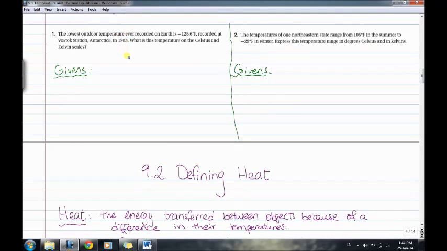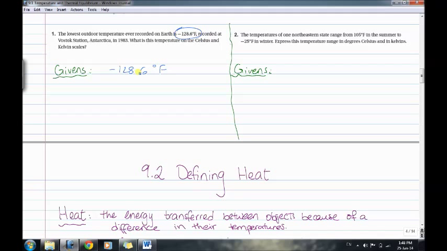Now, another two practices. The lowest outdoor temperature ever recorded on Earth is negative 128.6 Fahrenheit, recorded at Vostok Station, Antarctica in 1983. What is the temperature on the Celsius and Kelvin scales? First of all, let's know what the givens are. We have Fahrenheit, that's what we only need. So, negative 128.6 degrees Fahrenheit.